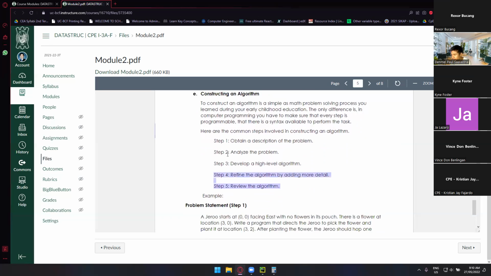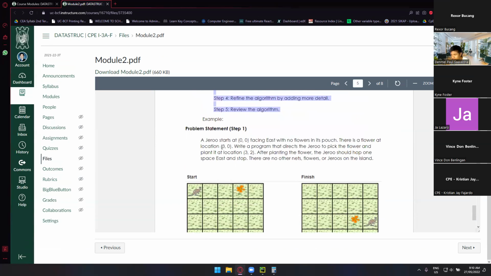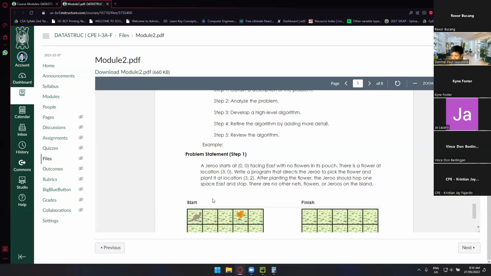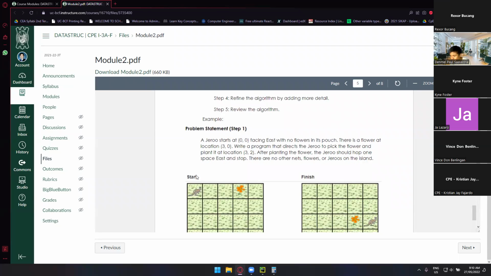So that you can appreciate this, we have an actual example here. Problem statement, step 1: obtain a description of the problem. A starts at 0, 0. Column 0, row 0. In here we don't read this as row 1 and column 1. So this is column 0 and row 0. That is why we have 0, 0. Does anyone know why we call this 0? Does anyone have an idea why this is 0? Okay, so can't we just call that one a kangaroo?